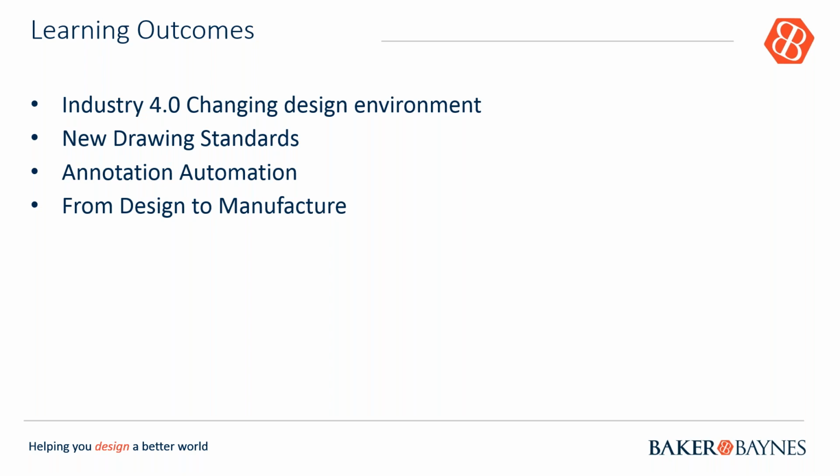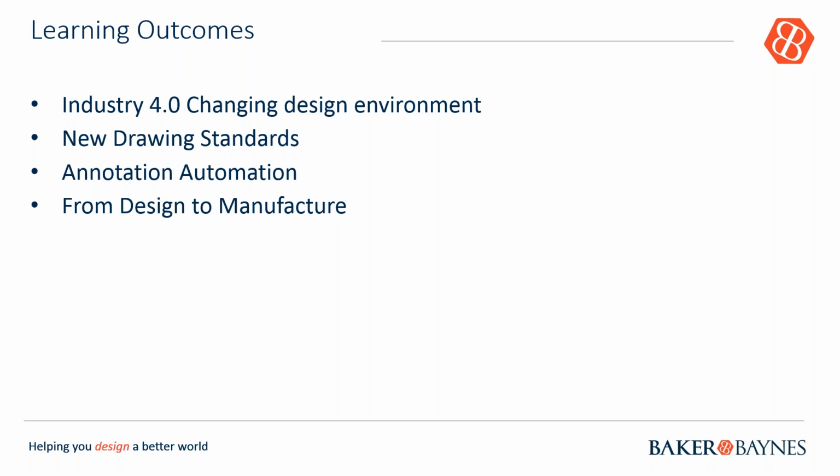So Industry 4.0 is changing the design environment. So how we design is different. The way we manufacture is different. And of course, with the next industrial revolution, which is Industry 4.0 as it's more commonly known, we find that there's a lot of automation going on, and automation from the Internet of Things, machine learning, and there are many different factors that play a part in this.